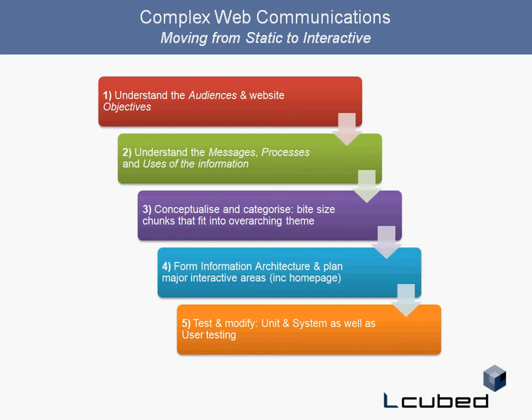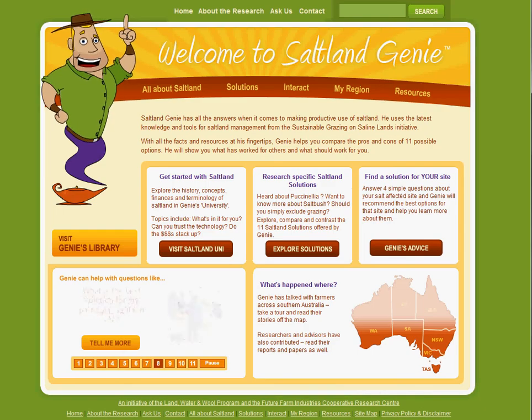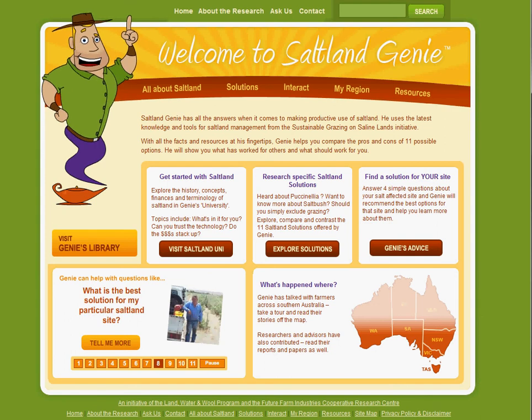So in step 3, we're looking to conceptualize and categorize. So as you've seen from the Saltland Genie, there's an overarching concept, which is one of the genie that brings results and obviously gives you advice on what to do. And you can see other sub-concepts that fit under the umbrella.